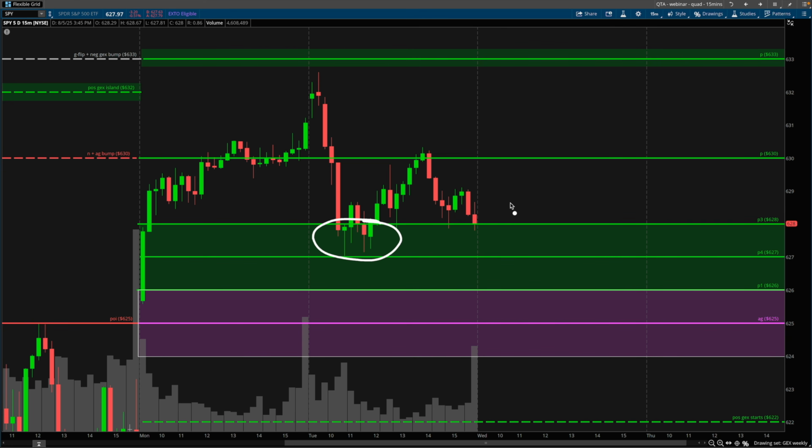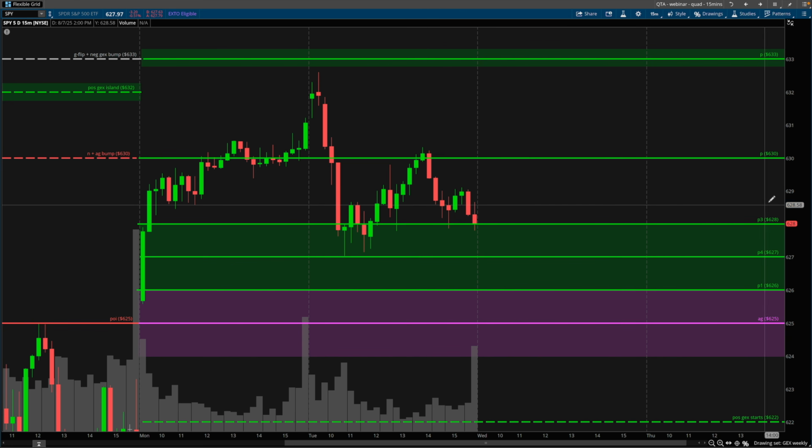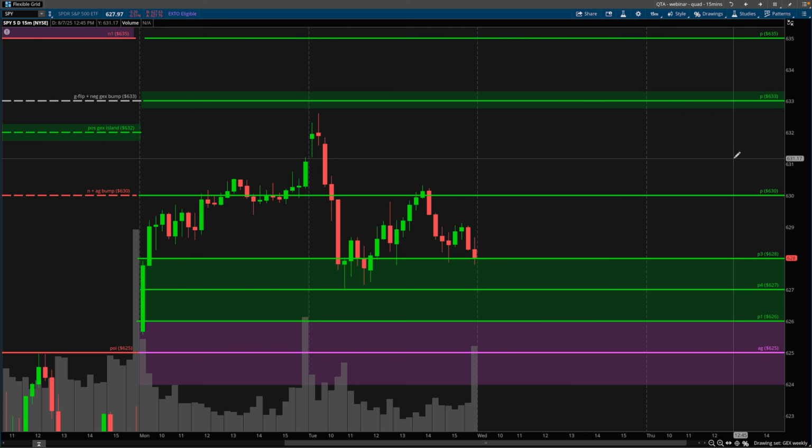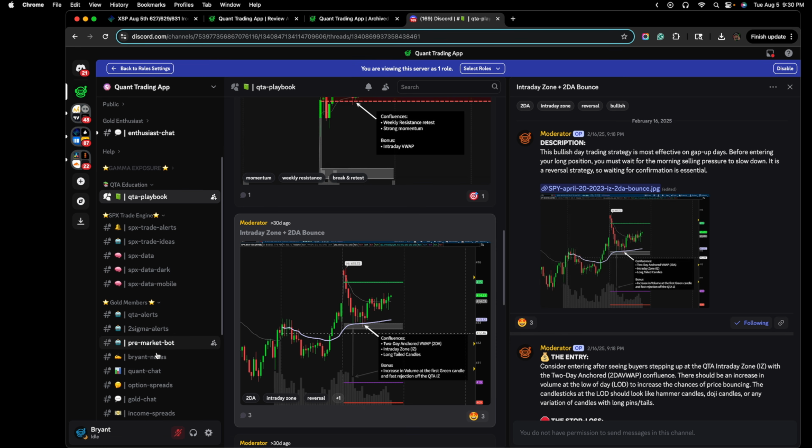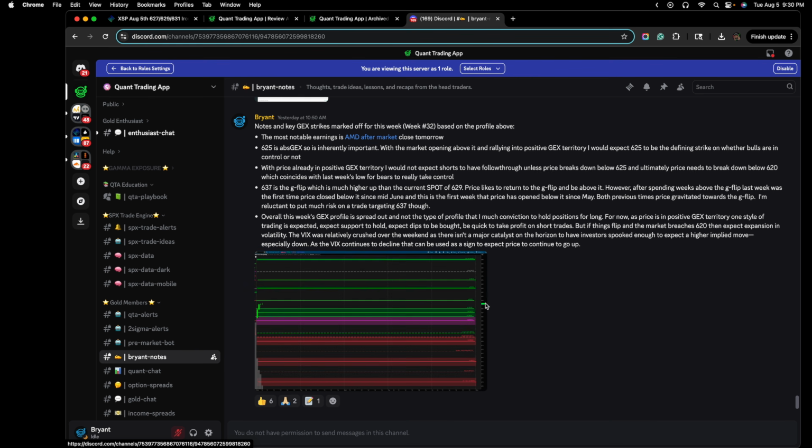As longtime watchers of my YouTube channel know, at the start of the week, I plot out the high gamma exposure levels that are a combination of every expiration for the week. So Monday, Tuesday, Wednesday, Thursday, Friday's gamma exposure profile. I then plot the levels on my chart and I leave them up all week. In the Quant Trading App Discord, you guys will find them in my notes here.